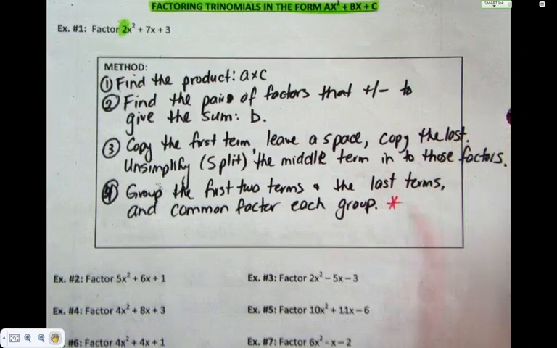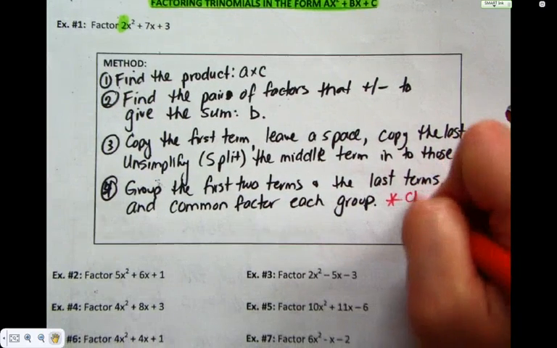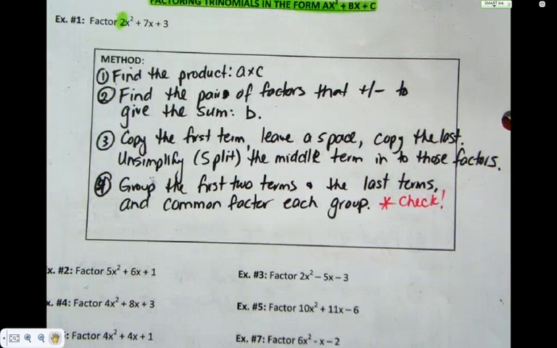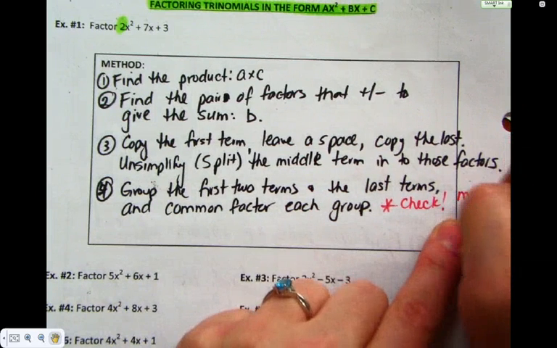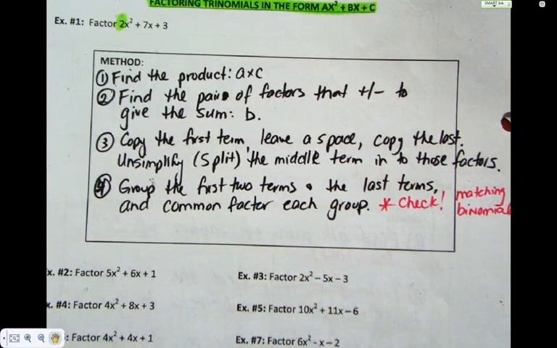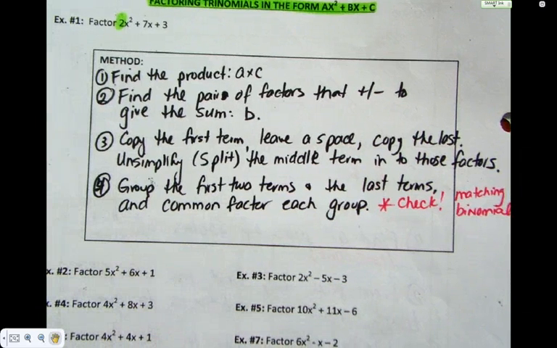And I'm going to put a red star. There's a built-in check. The built-in check, I call it the matching binomial. It's whatever makes sense in your head. So it's that step, once you've common factored, is what's left in each group has to match. So I call it the matching binomial. If that makes no sense to you, write something else. Sometimes I call it the twinsies, because they're the same.